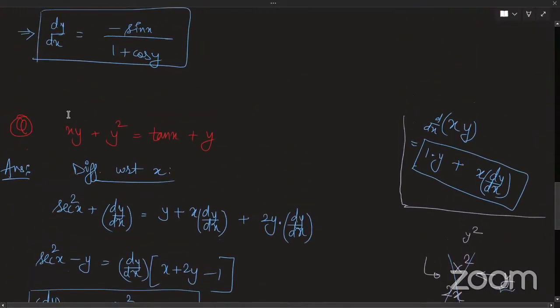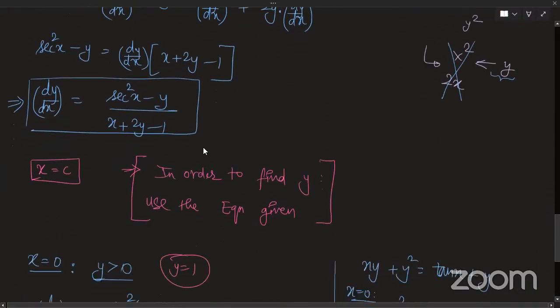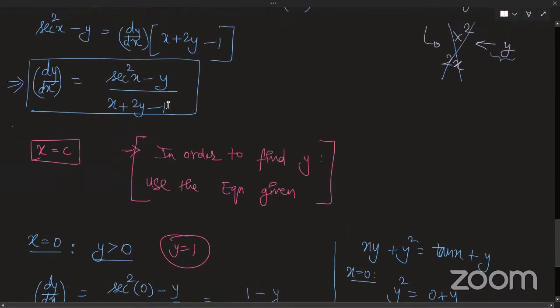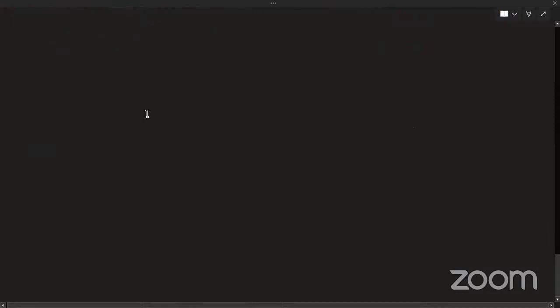So you will go back to your original equation. In this equation, you will substitute x is equal to 0. You calculate the value of y, and then you use it in your dy by dx. Is it clear now, everyone? Yes, sir. Okay. So this is how you do it, and this is how we find the value at a particular point.